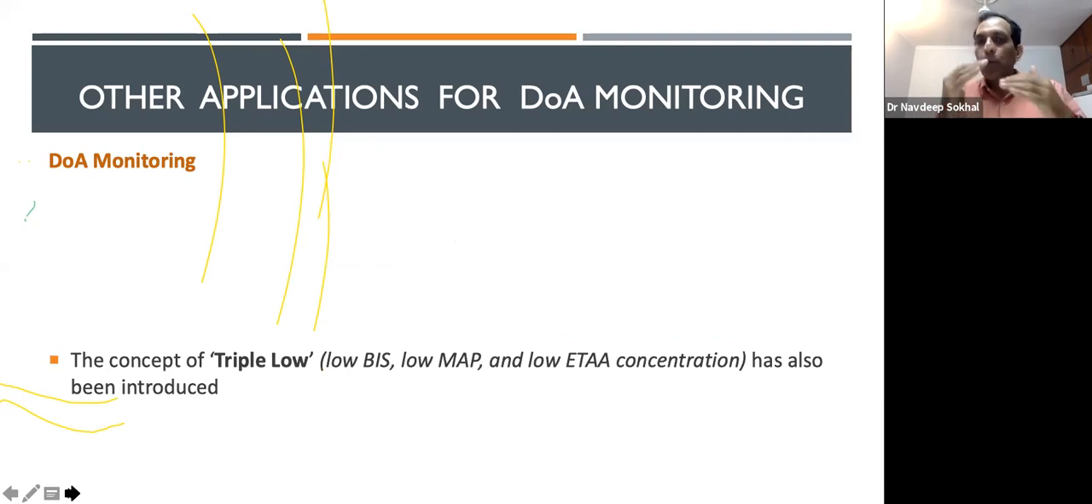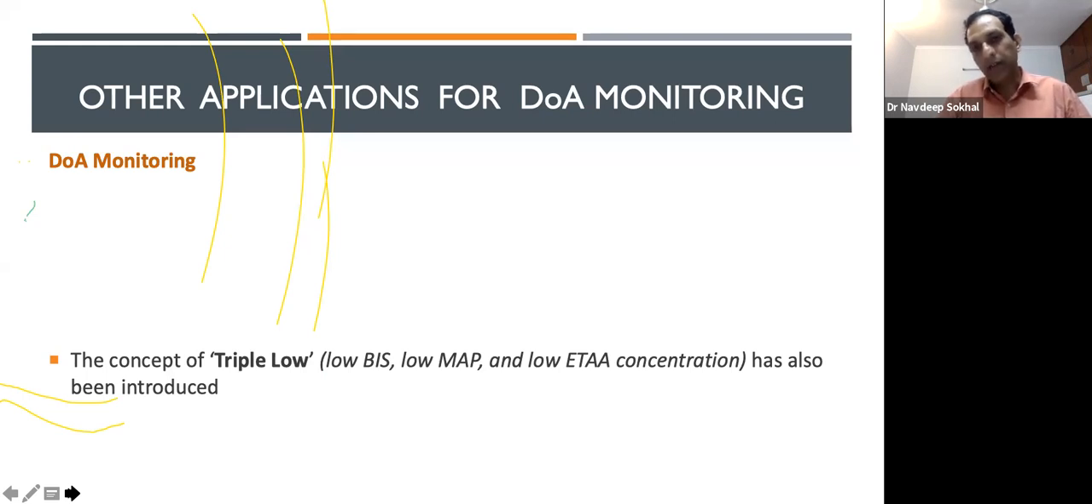Also, there is a concept of triple low. Triple low means the BIS value is low, that is, there is deep anesthesia; there is a low mean arterial pressure, again because of deep anesthesia; and a low end-tidal anesthetic agent concentration.